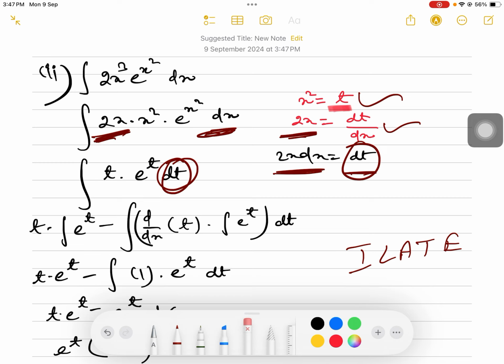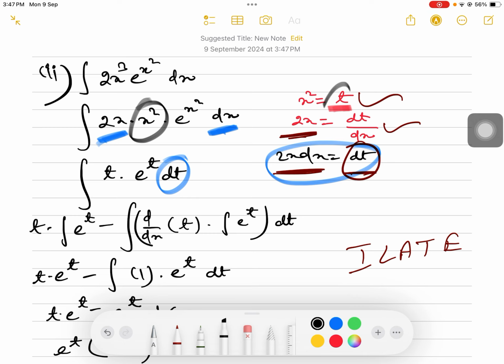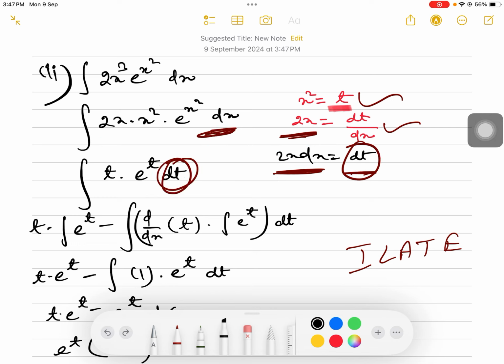Again, I'll show you each thing separately. 2x dx has become my dt. So instead of those things I wrote dt. Then instead of x square I wrote t only, and instead of e power x square I wrote e power t, because x square I have taken as t. So now everything I have turned into t only, in terms of t only. So our function has now become, in the integration, t into e power t only.